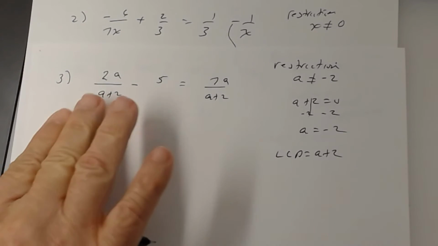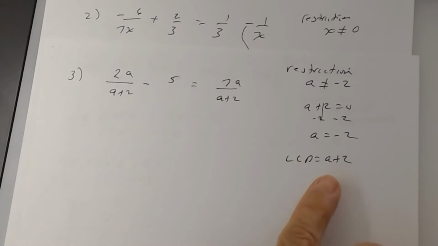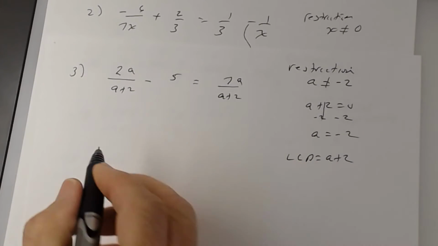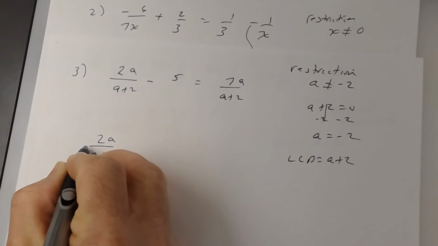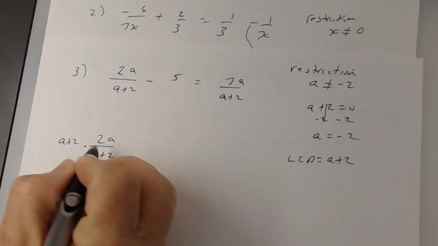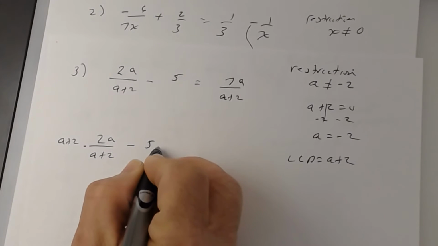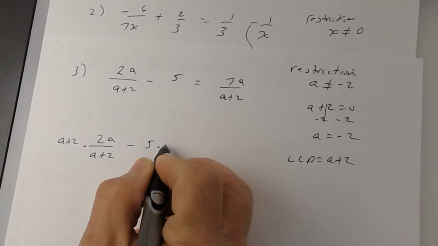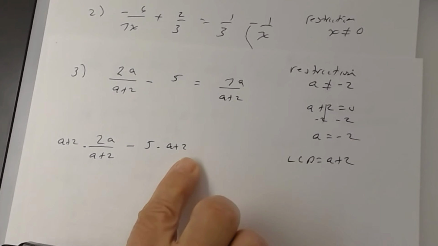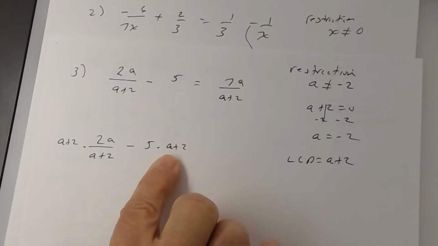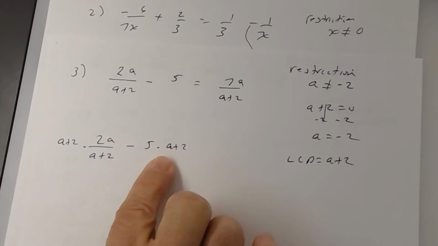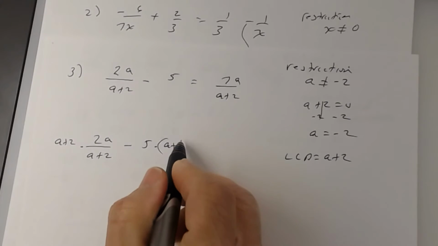All right. So I multiply these three things by the LCD. So here's how you're going to write it. You're going to say 2a divided by a plus 2 times what? A plus 2. Minus 5 times what? A plus 2. But look, this is not a good way to write this, because some of you are going to say that's going to be minus 5a plus 2, and it's not. I need to put this a plus 2 in parentheses. Okay.